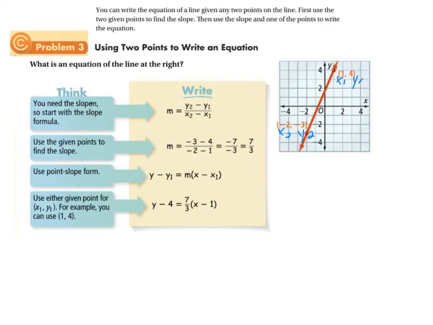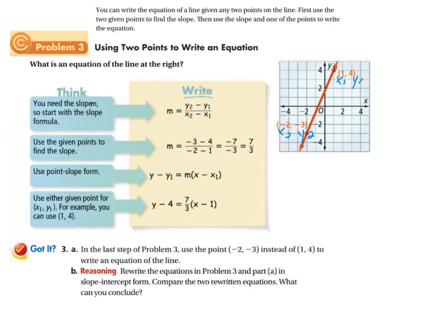Okay, so you're going to do this one on your own. What if we used, and this is cool to do, okay, we already know that the slope is going to be the same no matter what, but what if we use the point -2 comma -3 instead of 1 comma 4 to write an equation? What would that equation look like if instead of substituting x1 and y1 with 1 comma 4, you substituted it with -2 comma -3? And then also, we're going to take both of these equations and we're going to rewrite them and see what we get when we compare the two equations when we rewrite them in the slope-intercept form. Okay, so let's try that first by doing this first part.